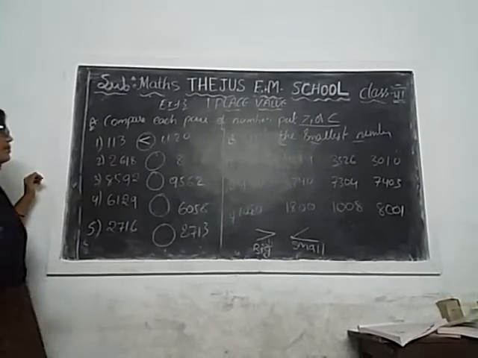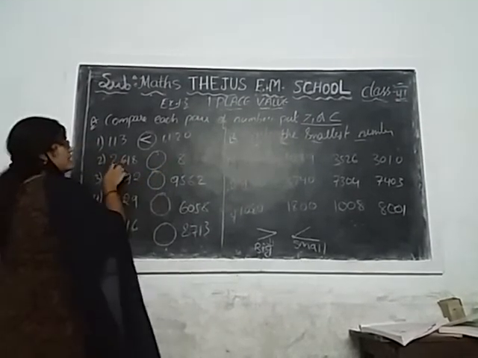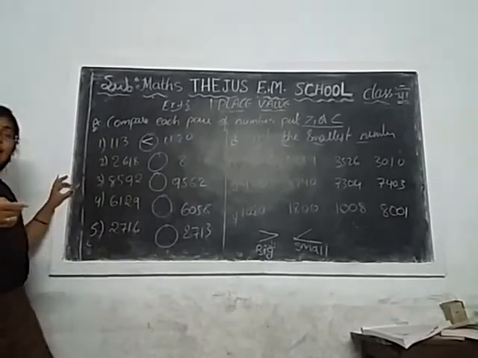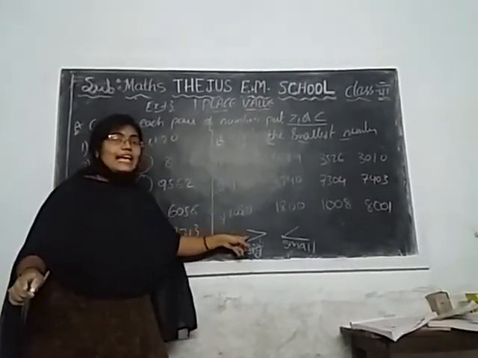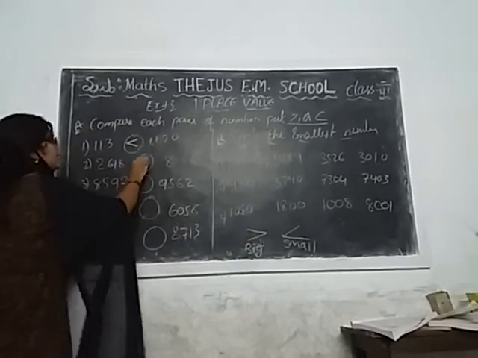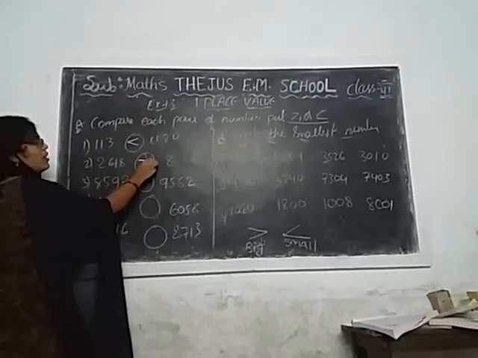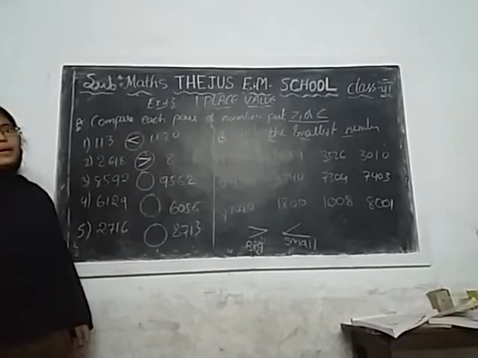Okay, next one, see. This is 8, this is 2618. We all know this is a big number. So the big number means the greater than symbol, greater. I told you the point is always in the direction of the small number.